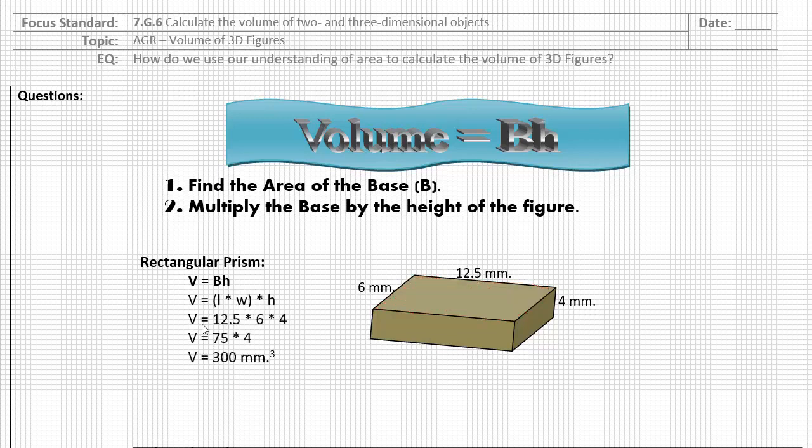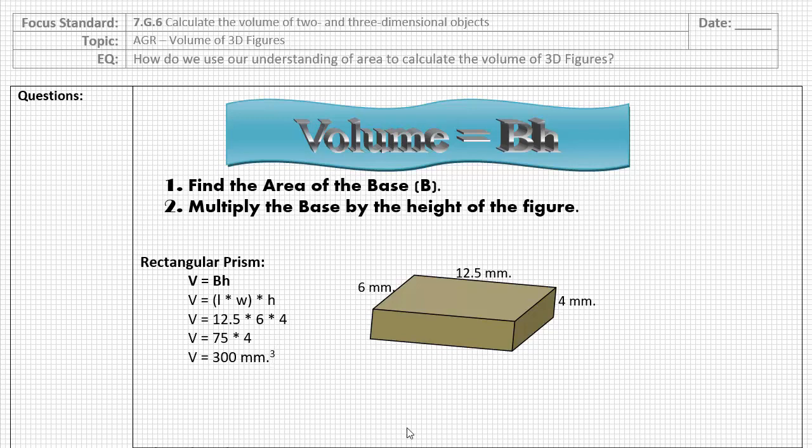How'd you do? Multiplying the length times the width, 12.5 times 6, gave us an area of that base of 75 millimeters squared. Then we multiply that by 4 and get a volume that is equal to 300 millimeters cubed. Remember, when we're calculating volume, we're calculating how many cubes fit in this 3-dimensional space. So we use the cube to talk about the fact that this is a 3D measurement.